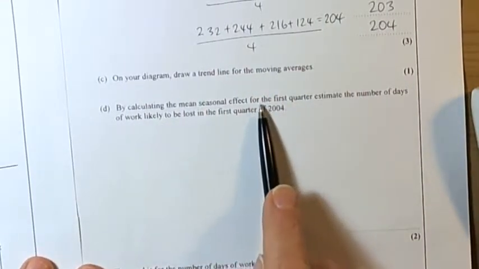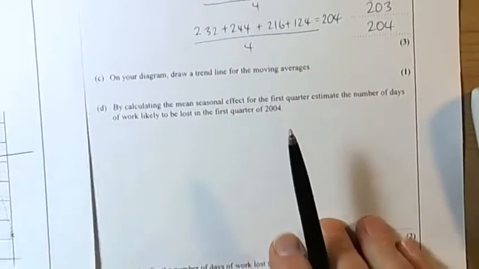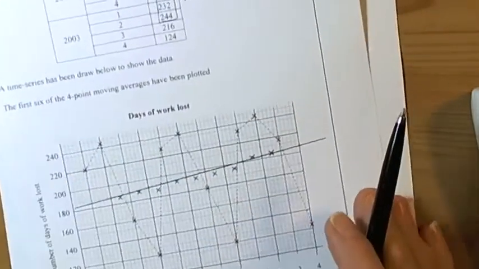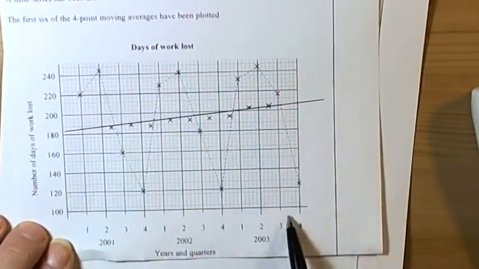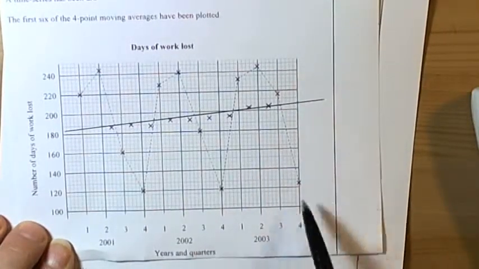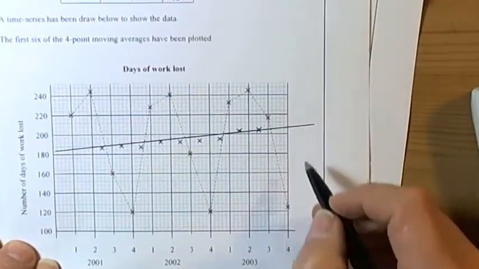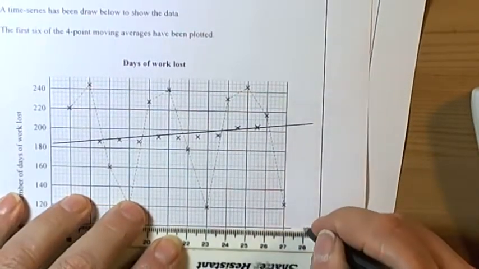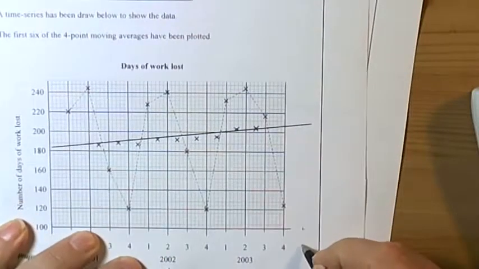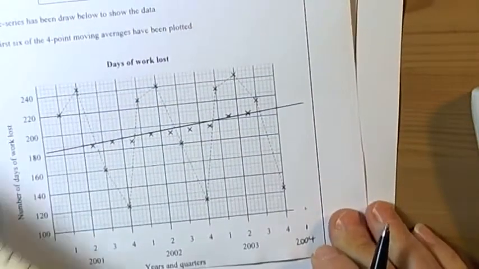It then says by calculating the mean seasonal effect for the first quarter, estimate the number of days likely to be lost in the first quarter of 2004. So again, this is the power of statistics. We've got some data, we've got a trend, we're going to use it to predict what's going to happen beyond our known data so far. So basically that's over a centimetre. So for the first quarter then, we do a dot a centimetre over. That's where we're going to predict the 2004 data.